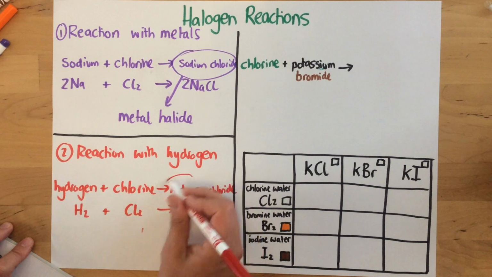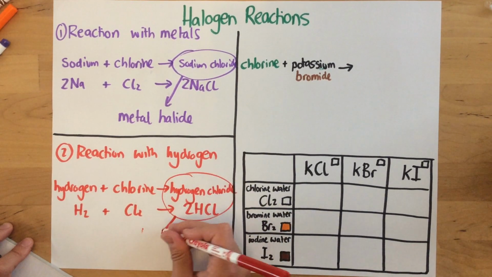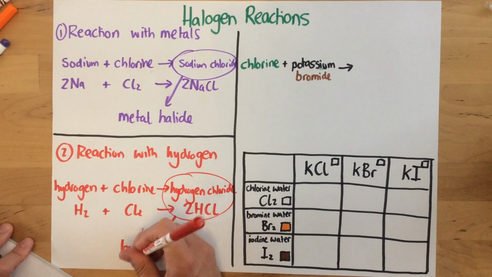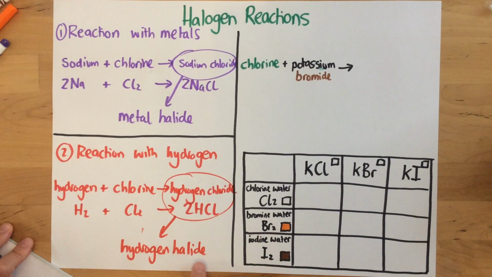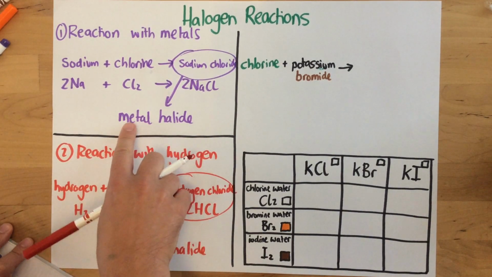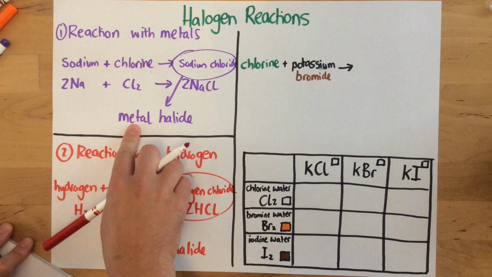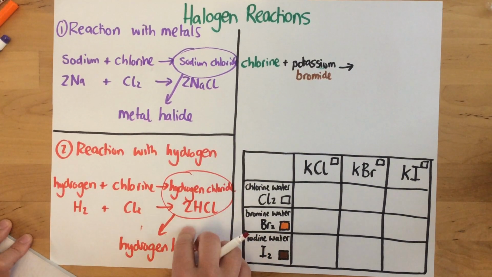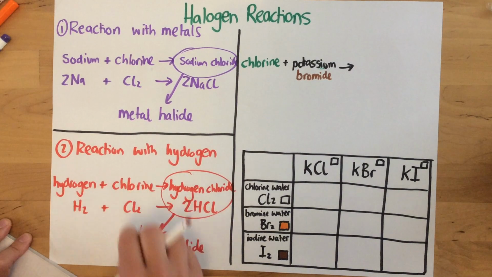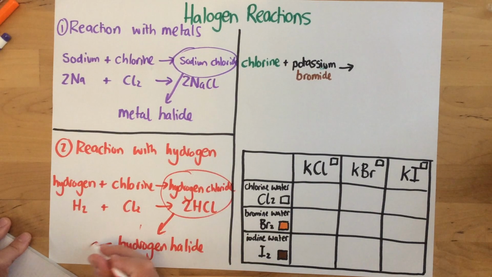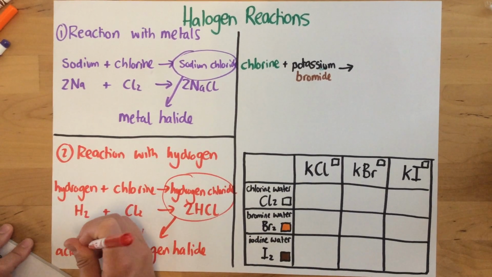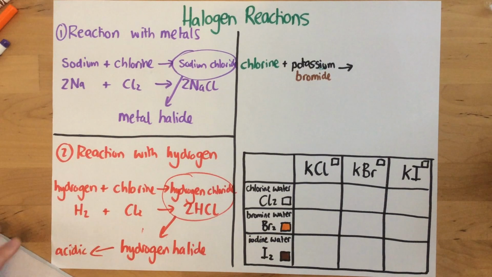What we need to know about this compound, our hydrogen chloride, is that these are called hydrogen halides. It's very similar to when we react a halogen with a metal, we make a metal halide. When we react hydrogen with a halogen, we get a hydrogen halide. These hydrogen halides dissolve in water to make acidic solutions. For example, 2HCl would dissolve in water to form hydrochloric acid, which is a strong acid.